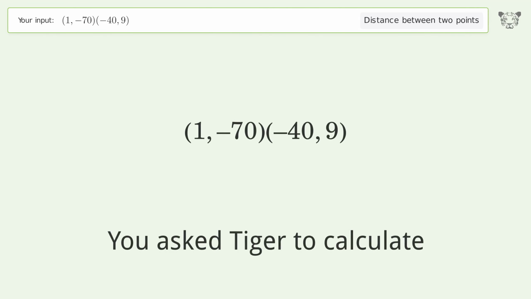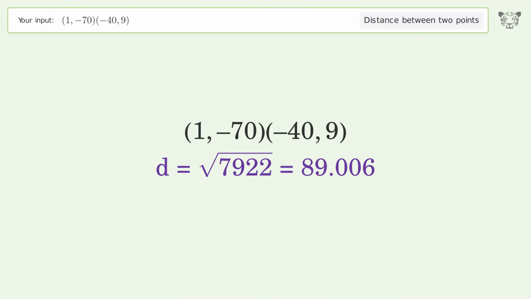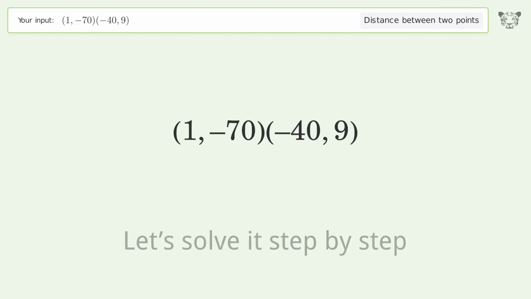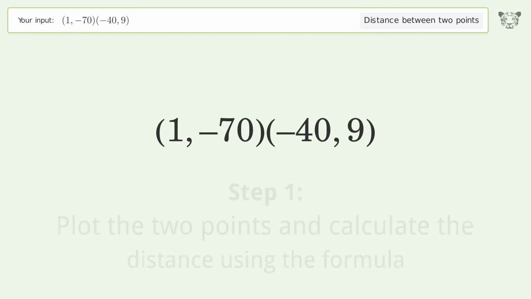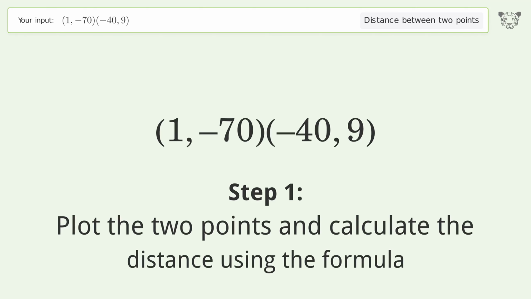You ask Tiger to calculate. This deals with the distance between 2 points. The distance between the 2 points is the square root of 7,922 or 89.006. Let's solve it step by step. Plot the 2 points and calculate the distance using the formula.